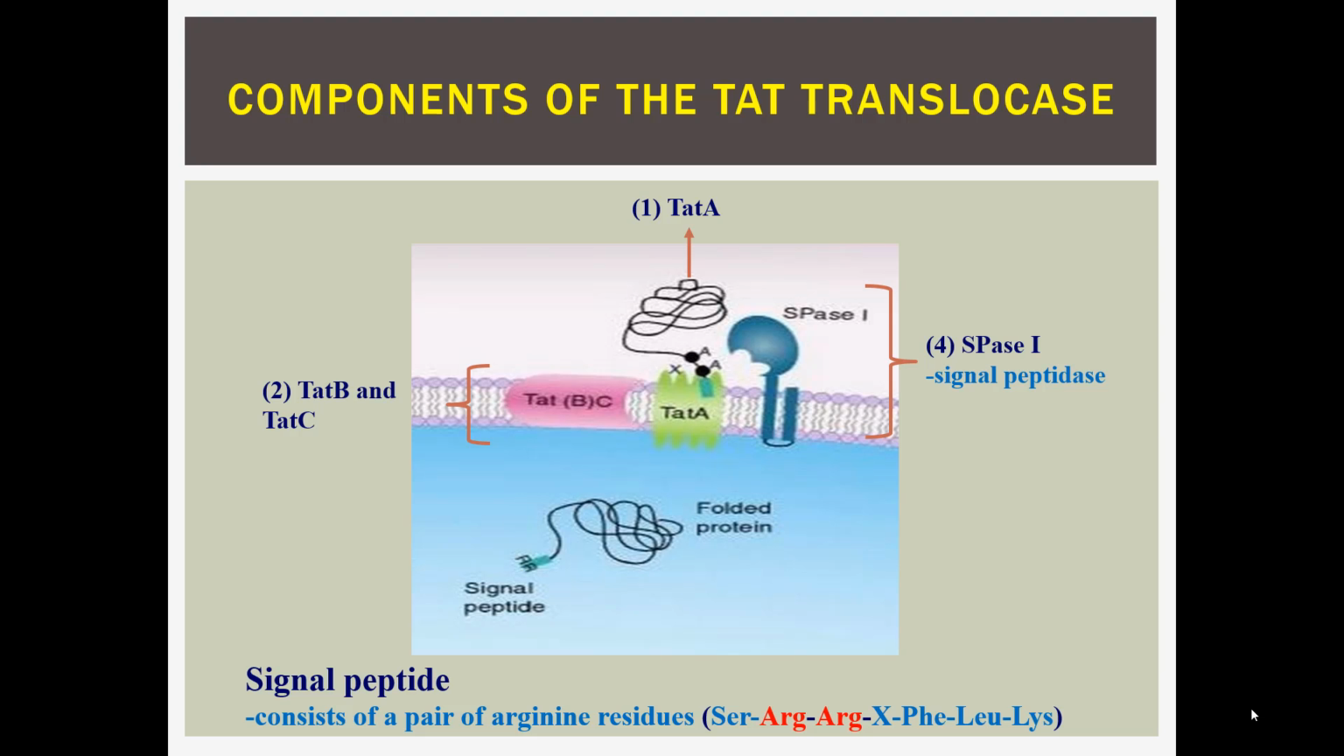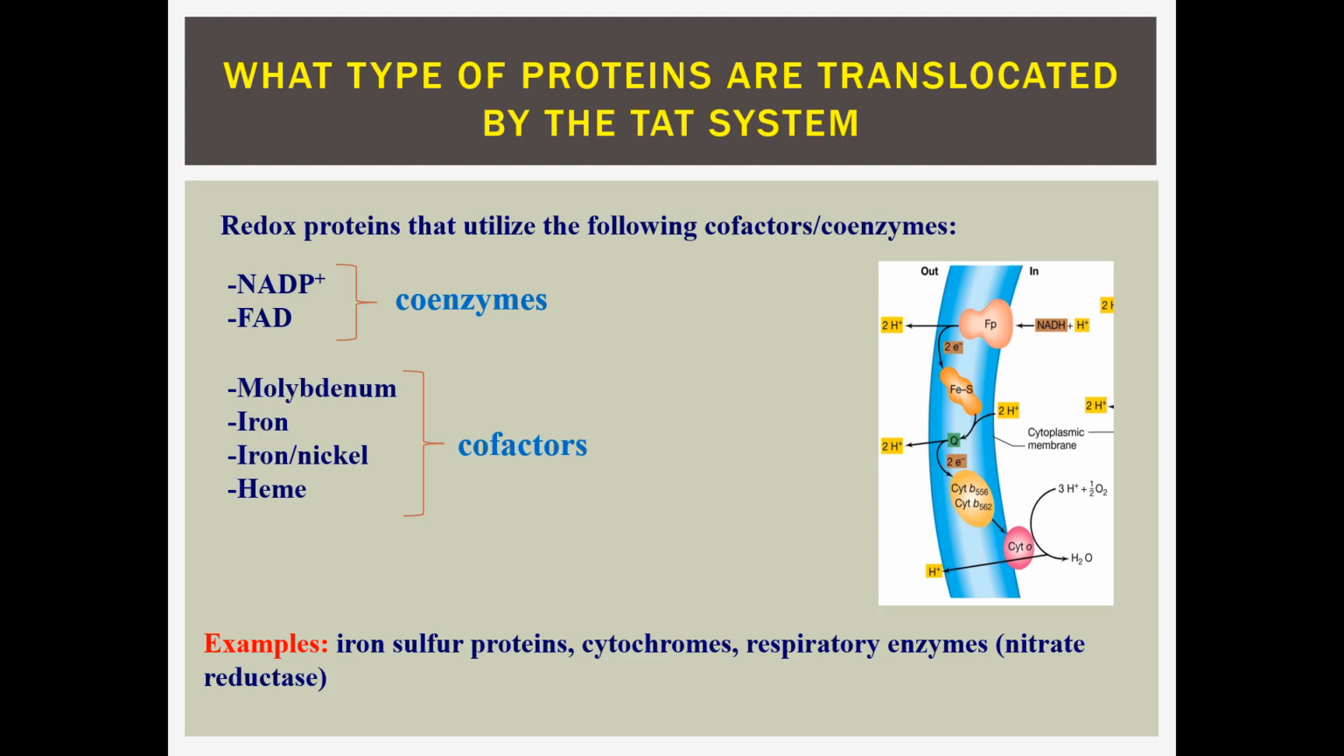This is the fundamental functional difference from the SEC system, which only translocates largely unfolded proteins. Some proteins must be folded before they are translocated because they contain cofactors or coenzymes as the protein folds. These proteins include redox proteins that utilize cofactors and coenzymes. These redox proteins include electron carriers like iron-sulfur proteins and cytochromes, and respiratory enzymes such as nitrate reductase. So these are normally folded before they are translocated or exported via the TAT system.